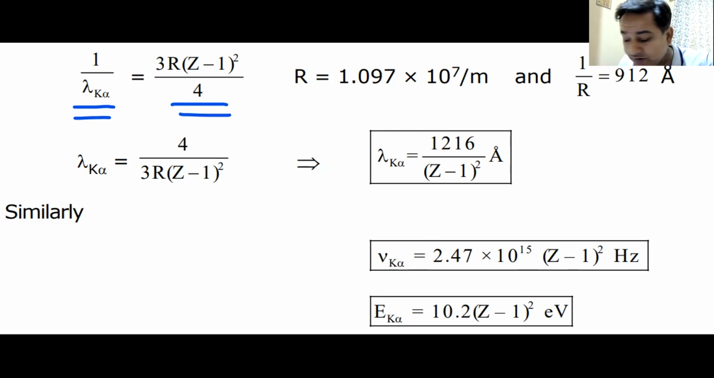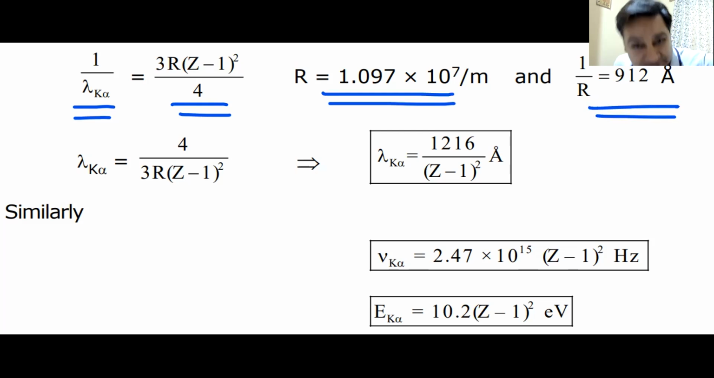So the formula starts to look like this. The Rydberg constant is 1.097 into 10 to the power 7. 1 by R is a very important thing that you remember: 1 by R is 912 Angstrom units. I put the values here. This is the shortcut formula by putting all the values that I get for the K alpha series: lambda for K alpha series, instead of 12,400, I have 1216. The more such numbers you can remember, the easier for you to solve a question in the examination hall.